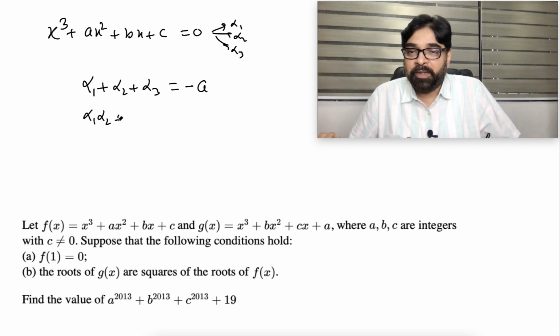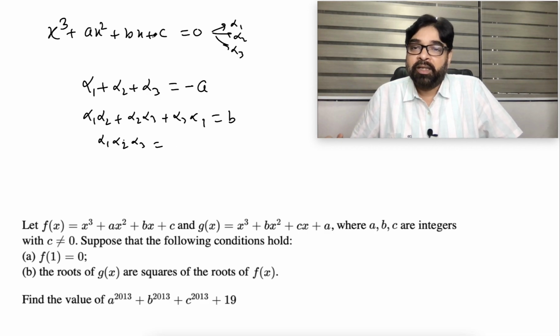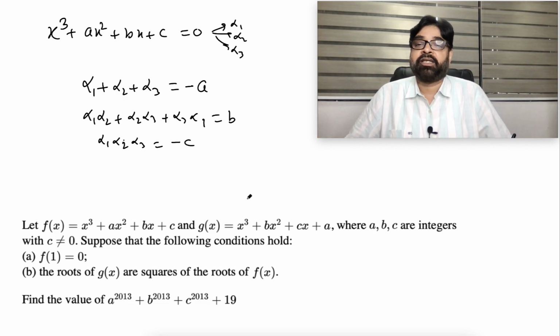Alpha 1 alpha 2 plus alpha 2 alpha 3 plus alpha 3 alpha 1 will be equal to, now come to the next one, plus b. And alpha 1 alpha 2 alpha 3 will be equal to, see, the first one is negative, then positive, then again negative, minus c. This is the way it used to be written.